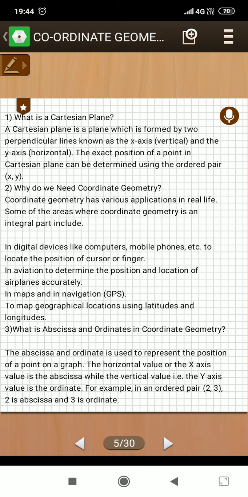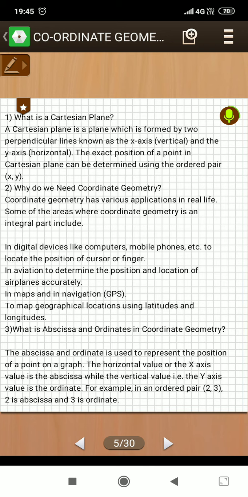Here we have to discuss some questions. Let us discuss the questions based on the theory part we have discussed up to now. What is a Cartesian plane? A Cartesian plane is a plane which is formed by two perpendicular lines known as the x-axis, horizontal, and the y-axis, vertical. The exact position of a point in the Cartesian plane can be determined using the ordered pair (x, y).